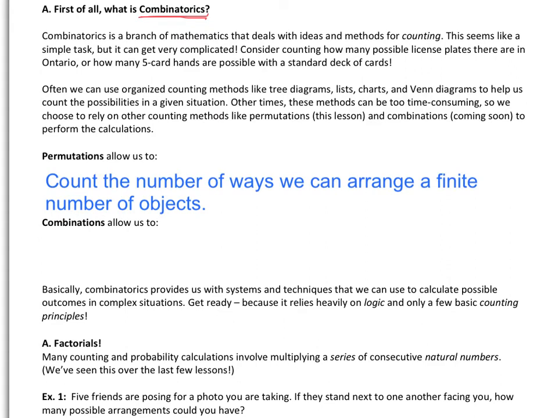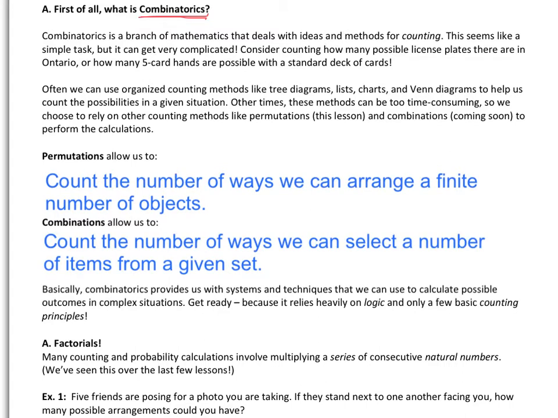Permutations allow us to count the number of ways we can arrange a finite number of objects. Combinations allow us to count the number of ways we can select a number of items from a given set. What's important to understand here is that when we're dealing with permutations, we're counting the number of ways we can arrange. So the order actually is very important for permutations.